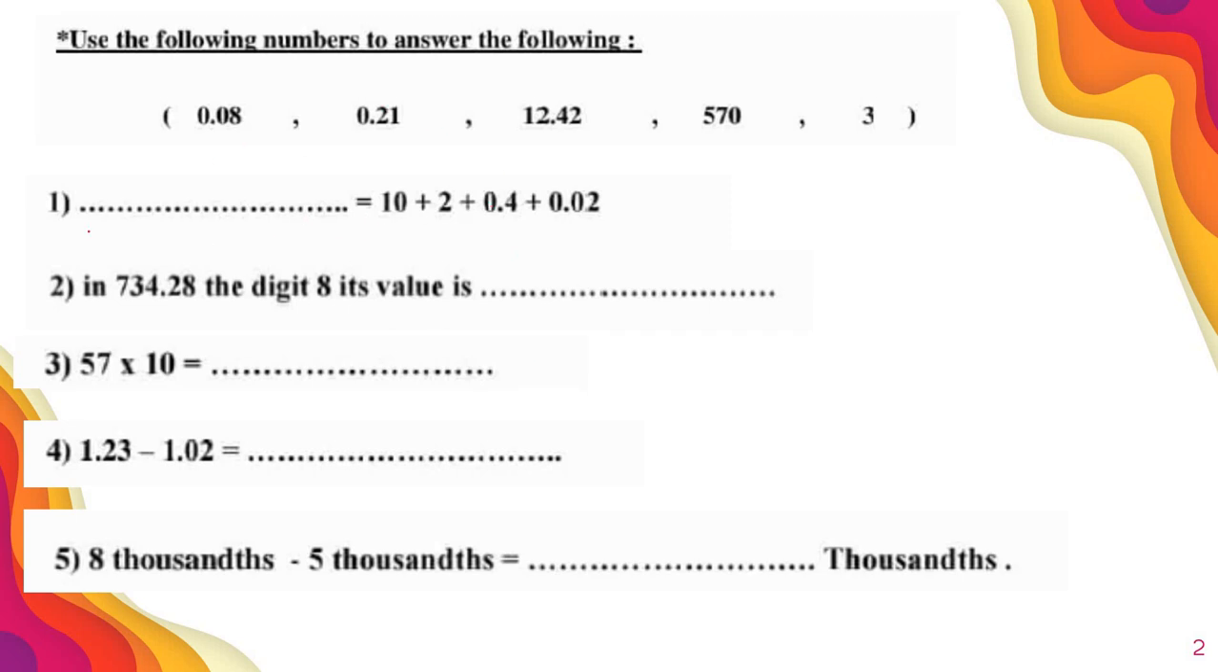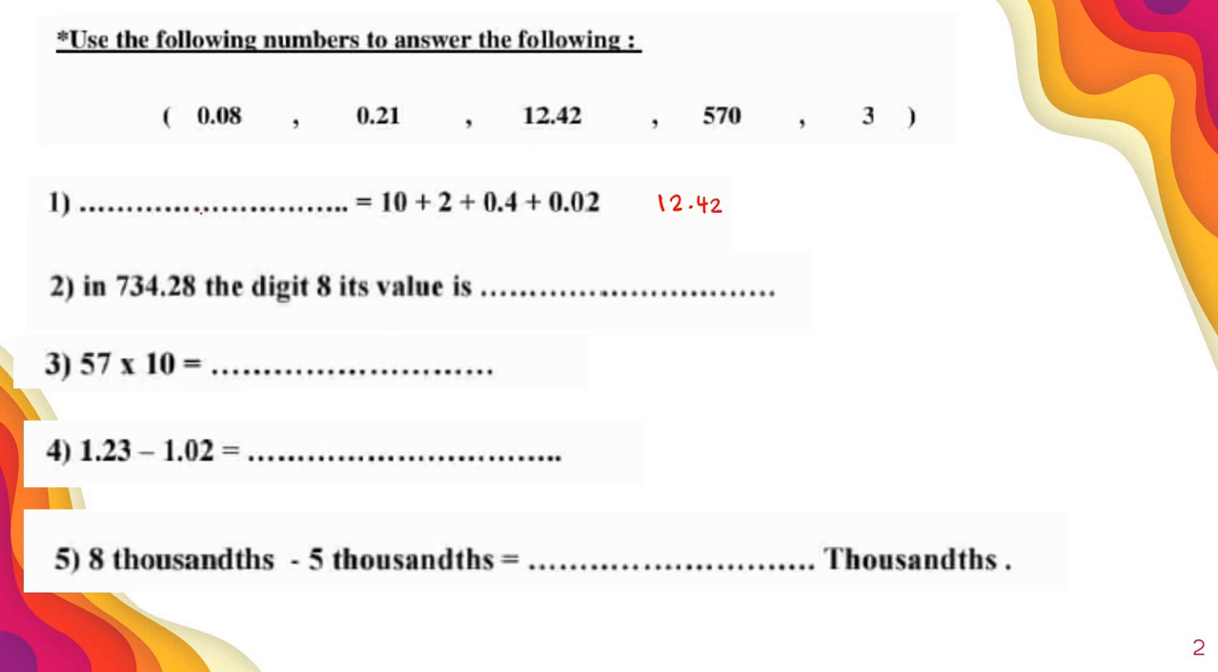So I have here what? In the first question I have 10 plus 2 plus 0.4 plus 0.02. It's like the decomposing form of a number. So I have 1 in the tens, 2 in the ones, like this. Then I have the decimal point. Here in the 10th place I have 4, and in the 100th place I have 2.